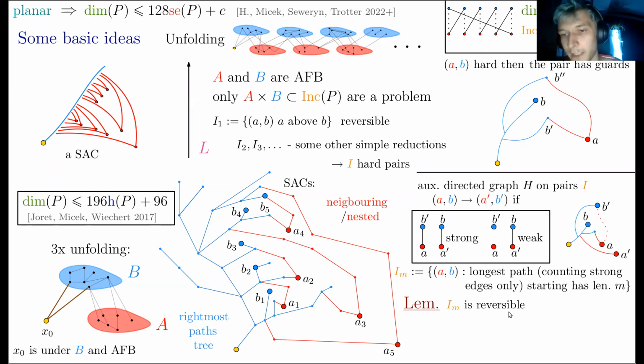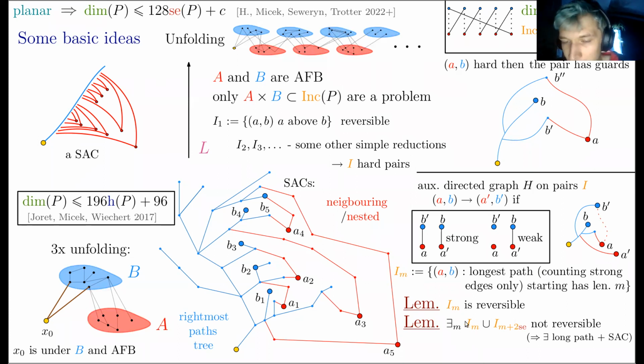So first of all, IM is reversible. Second, by the fact that the dimension is large, if IM is reversible and dimension is large, it shows that there are two sets, IM and IM plus something, and this something has to be large, and this is not reversible. Maybe I shouldn't put 2, I should put that this is some large number.